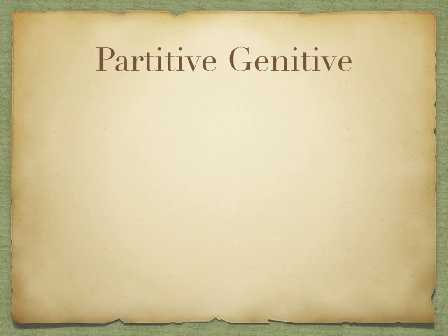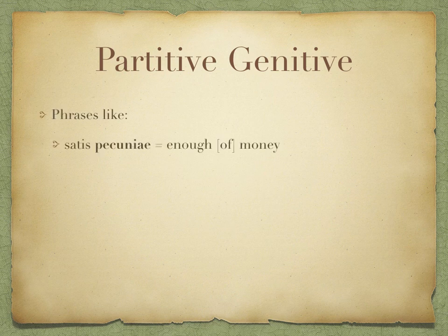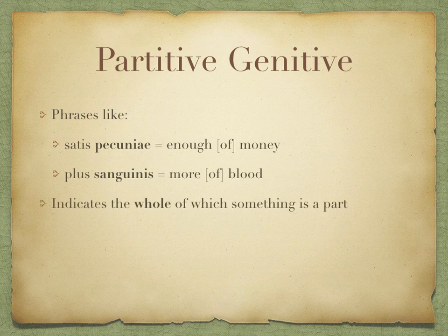In stage 22 we start seeing a couple of different uses of the genitive case, and the first one is the partitive genitive. So this will be phrases like, for example, satis pecuniae, literally enough of money, but we'd probably translate this better as enough money, or plus sanguinis, more, literally of blood, more blood. So it's slightly confusing because partitive genitive is used to indicate the whole of which something is a part. So of all the money in the world, we're referring to enough. Of all the blood there could be, there is more of it, and so on.